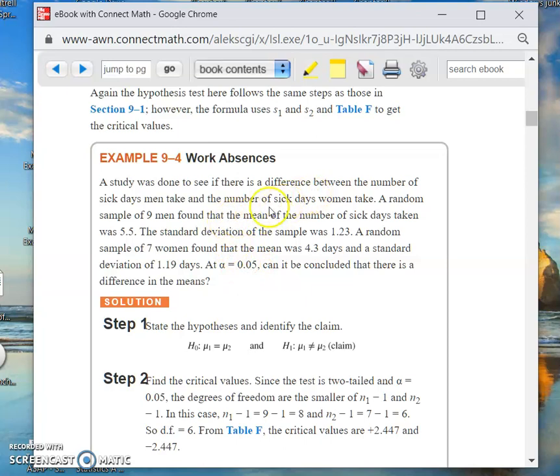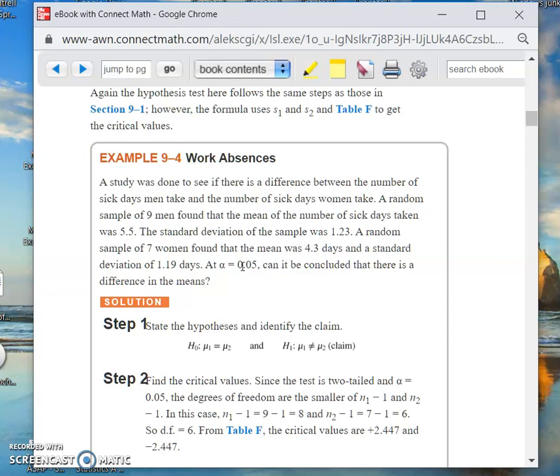A study was done, and it wants to know: is there a difference between the number of sick days that men take and the number of sick days that women take? So you take a random sample of 9 men, and that's my N1. The mean, the X bar, for the number of sick days was 5.5. I always say it's very important to be able to articulate what the random variable is. The random variable is the number of sick days.